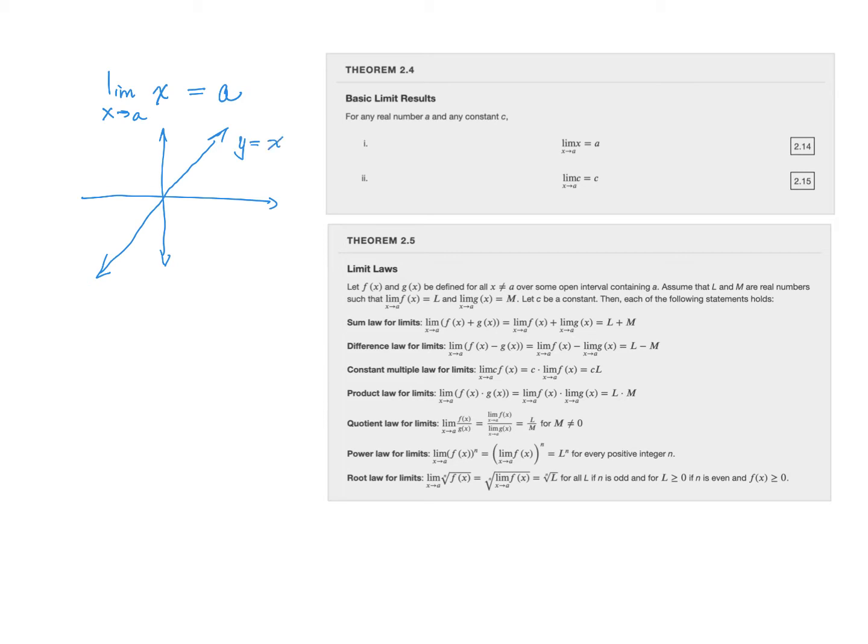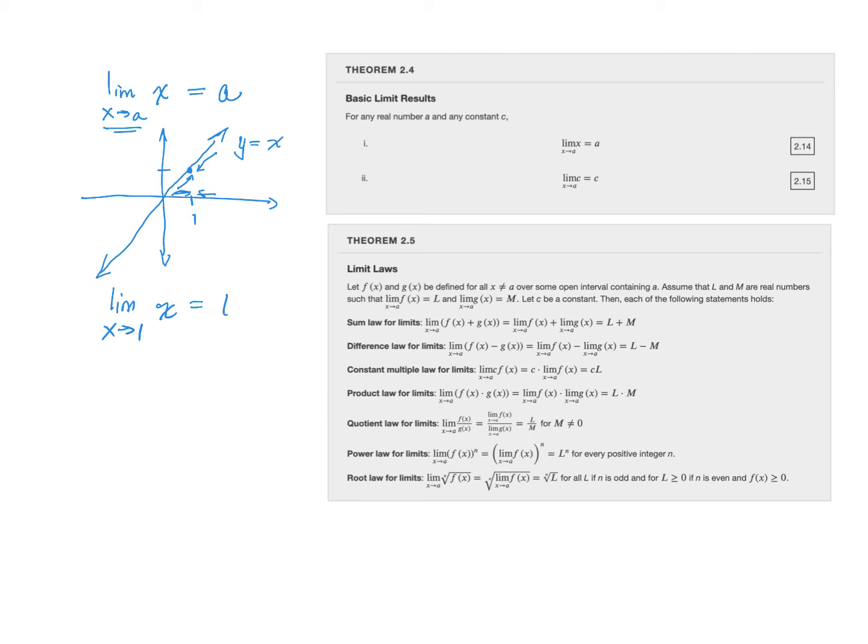So if you're approaching any a value, let's say we were approaching 1, from the left side, that corresponds to this part, you're going to be approaching 1. And from the right side, you're also approaching 1. So the limit as x approaches 1 of x is just 1. And you could do that for any value of a. So the limit as x approaches 20 of x would just be 20.